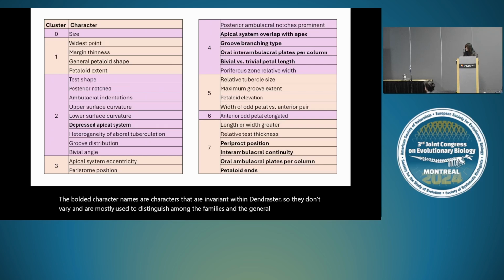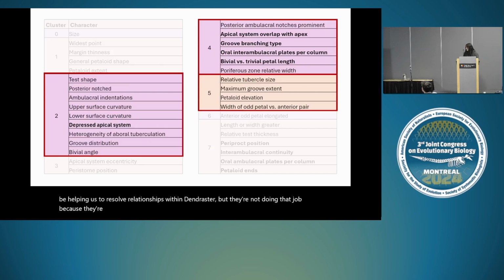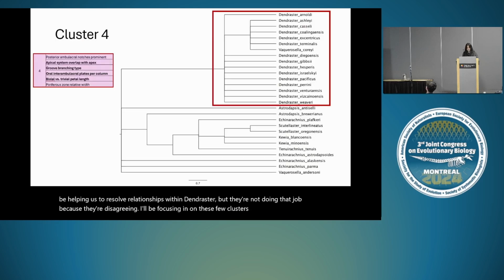And you'll see that they're mostly hanging out in clusters 4 and 7. So there's a bit of disagreement between them, but it seems like less disagreement than if they were evenly distributed among all of the conflicting clusters. All these other characters that are not bolded are variable within Dendraster and typically within the other genera as well, and they're not good for delineating these larger groups. So ideally or typically, they would be helping us to resolve relationships within Dendraster, but they're not doing that job because they're disagreeing. I'll be focusing in on these few clusters as exemplars.